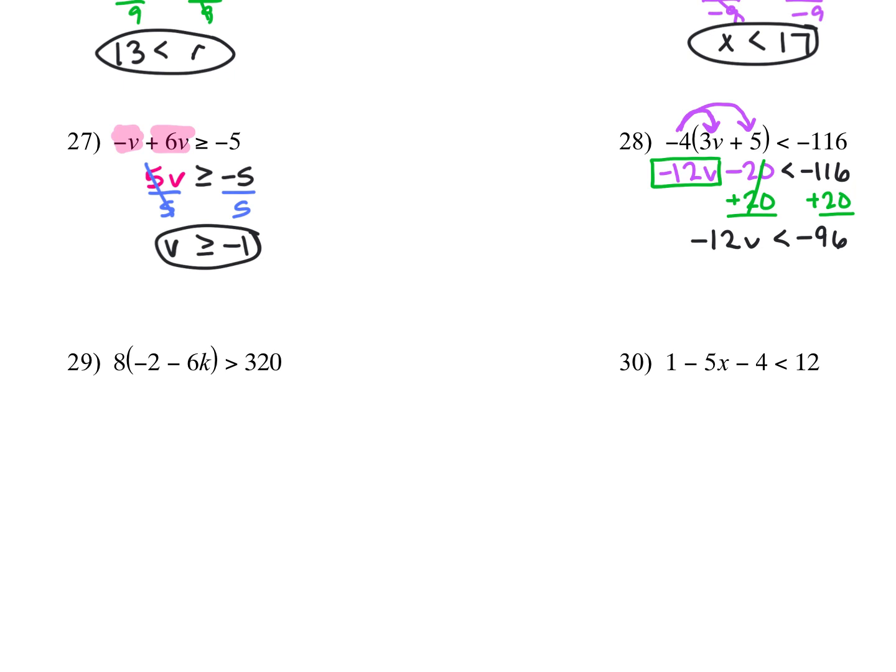And we now need to get rid of the negative 12 by dividing both sides by negative 12. Remember, when you multiply or divide both sides by a negative, your symbol flips. And negative 96 divided by negative 12 is 8, so we've got v is greater than 8.